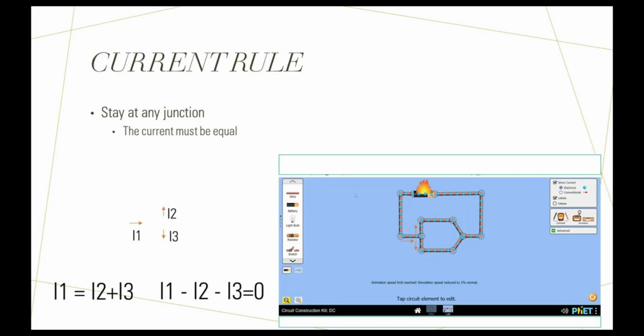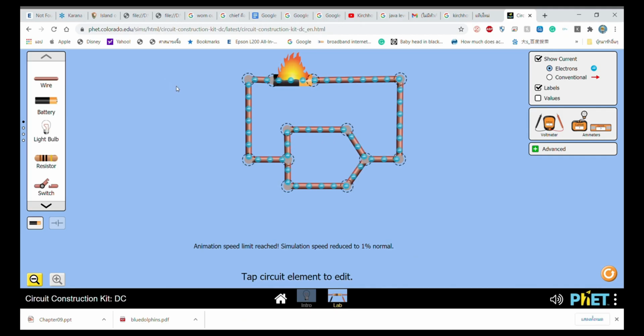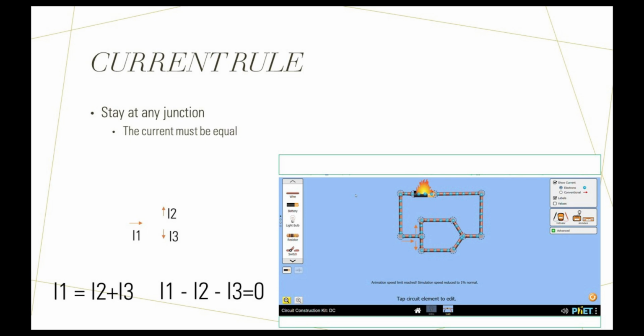So for the current rule, it states that at any junction, the total current in is equal to the total current out. For example, if I pick a junction here, then the total current coming into that junction has to be equal to the sum of the current coming out from that junction. As you see on the diagram, there are I1, I2, and I3. This can make up an equation: I1 equals I2 plus I3.